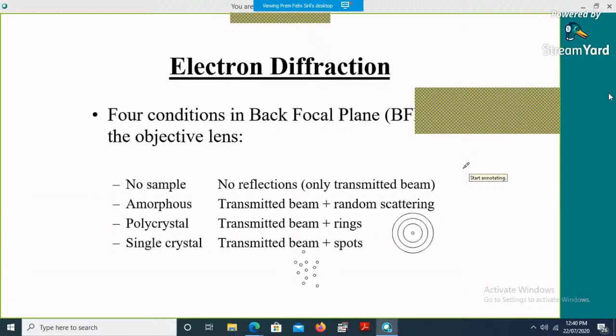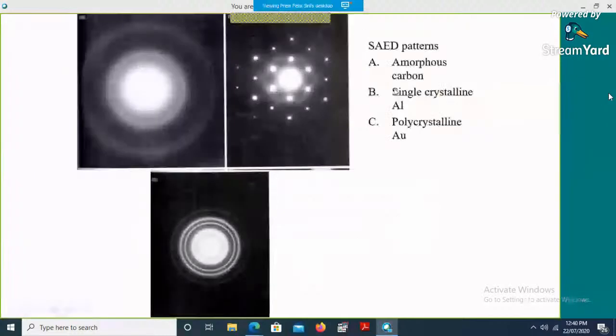How? This is the actual electron diffraction pattern. We typically call it selective area electron diffraction patterns. So you see, in an amorphous sample, there is no definite pattern, whereas in crystalline samples, there are definite patterns. There are bright rings or bright spots, depending upon whether it is single crystalline or polycrystalline.